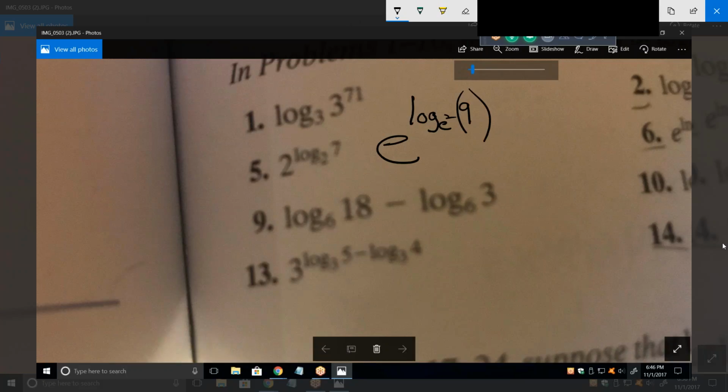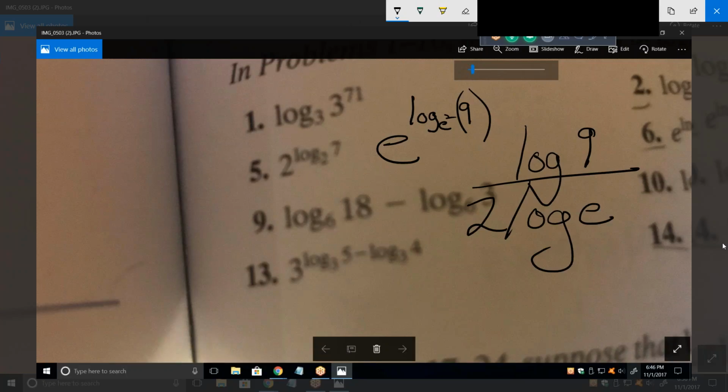Not sure how to handle a base. Let's convert it. That would be the log of 9 over the log of e squared, which I could write like that. So that's what that is. And I've got it all to the power of e. Well, e to the power. Yeah, e is being exponentiated to that.